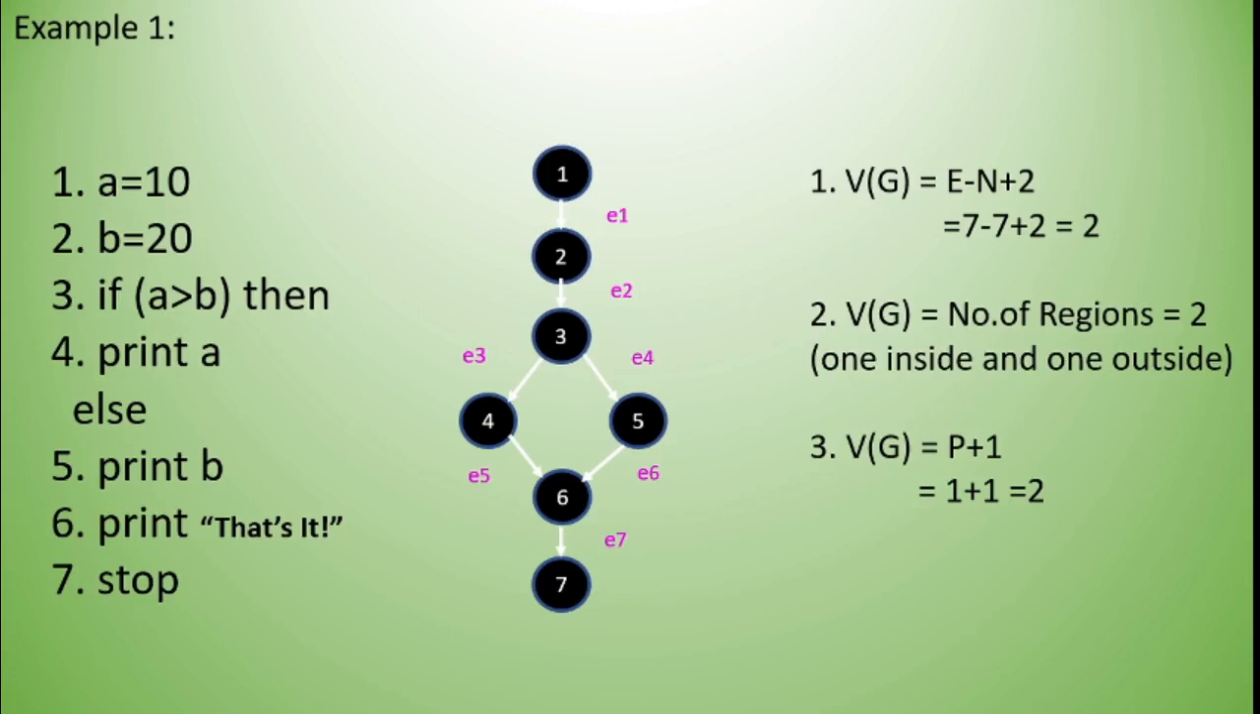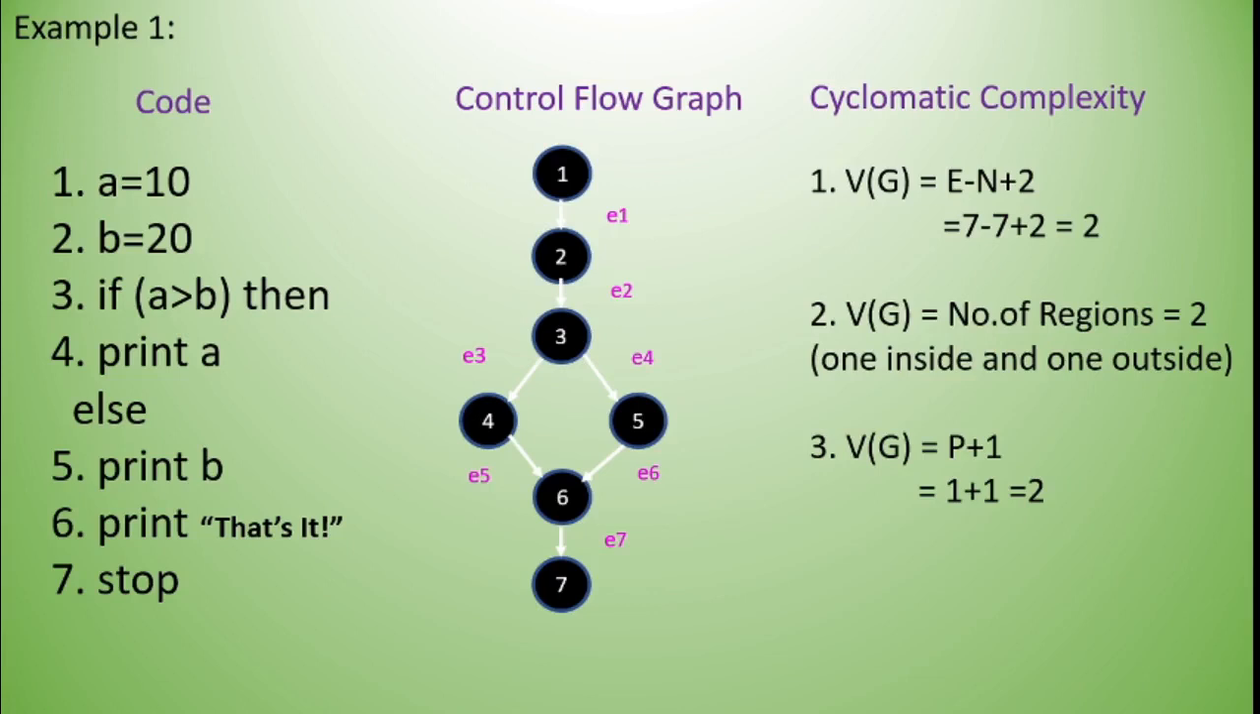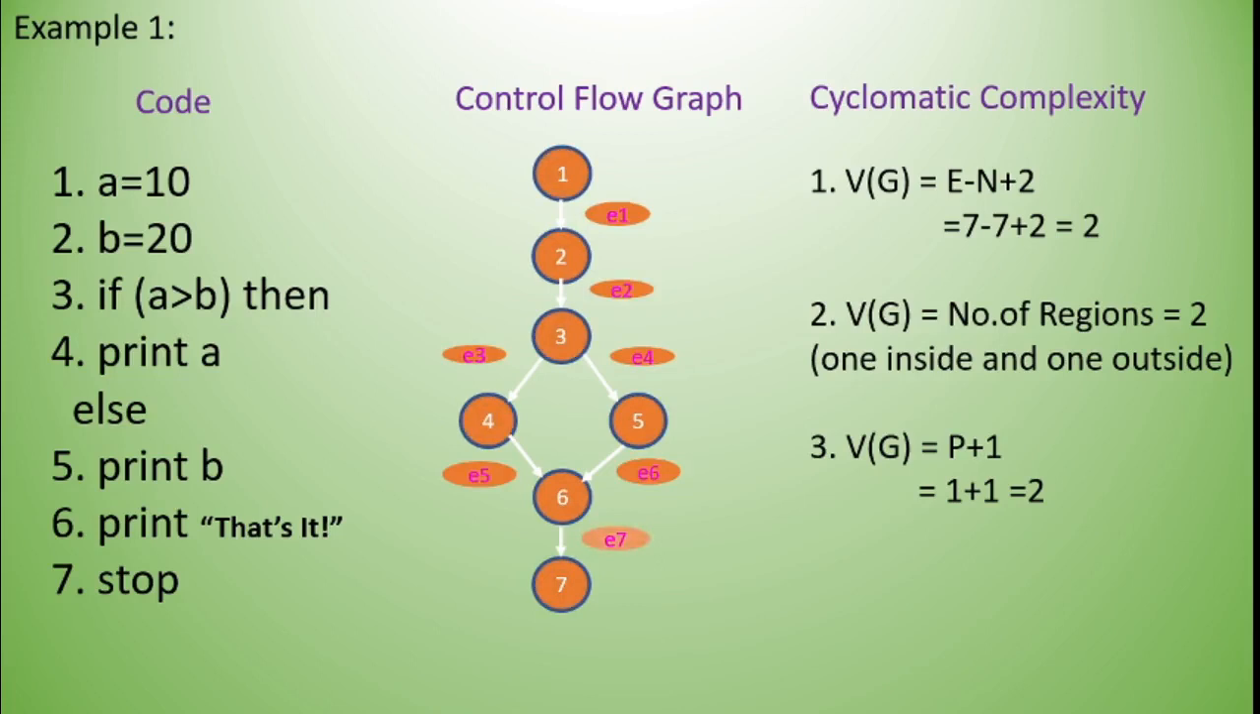In the first example, the code is given, then the control flow graph, and the cyclomatic complexity is also given. All the statements in the code are converted into the control flow graph. There are 7 statements, so 7 nodes, and the number of edges is also 7. By using the first formula, V(G) is 7 minus 7 plus 2, which is equal to 2.